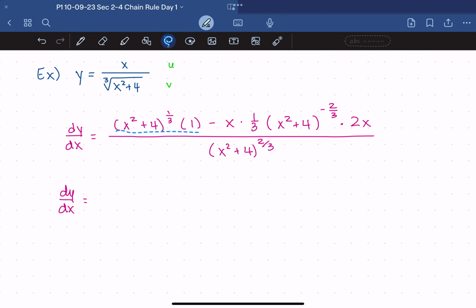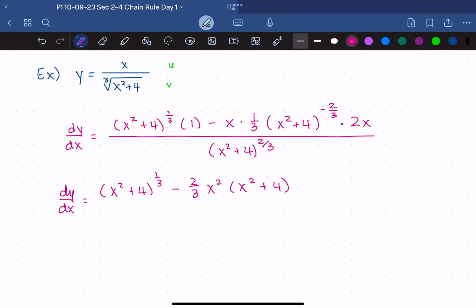We don't need the 1, so that numerator is just x squared plus 4 to the 1/3. And then over here, I have 1/3 times 2. I can make that 2/3, and then I got an x squared. 2/3 x squared, and then x squared plus 4 to the negative 2/3, all over that same denominator.